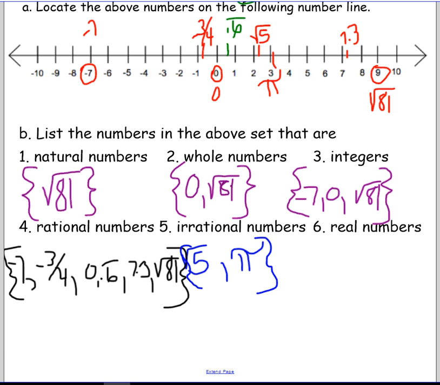And then all together, rational plus irrational equals a real number. So instead of making you painfully wait for me to write all the list down again, I'm just going to put the word all there to show you. But technically, you would write all the numbers: -7, -3/4, 0, 0.6 repeating, square root of 5, pi, 7.3, and the square root of 81.